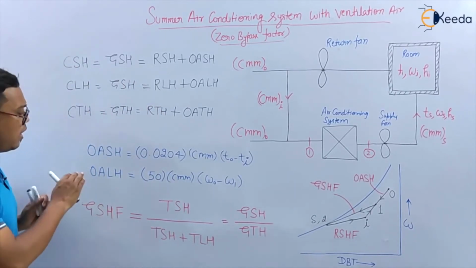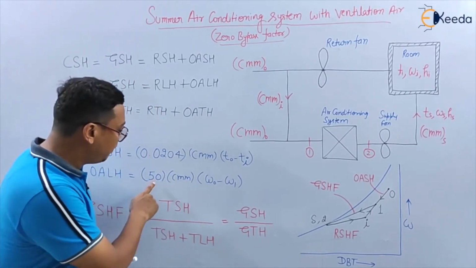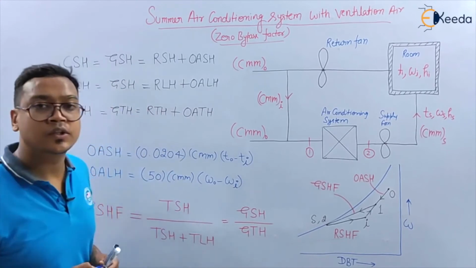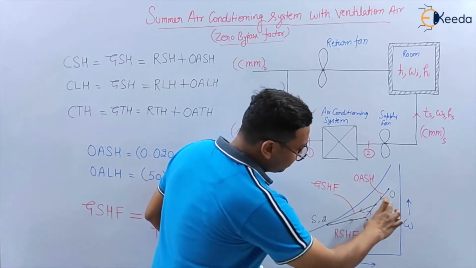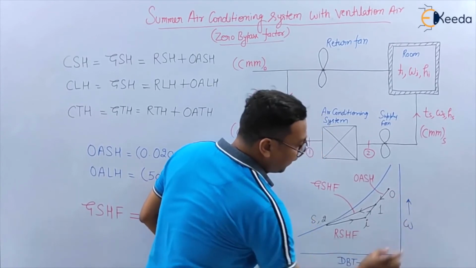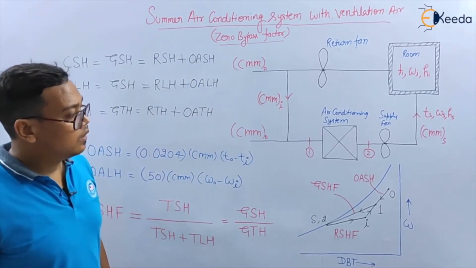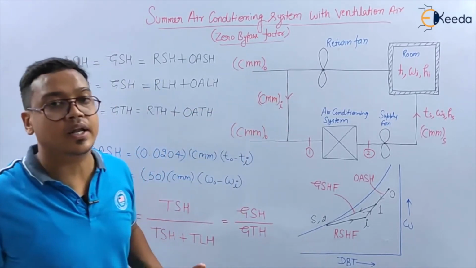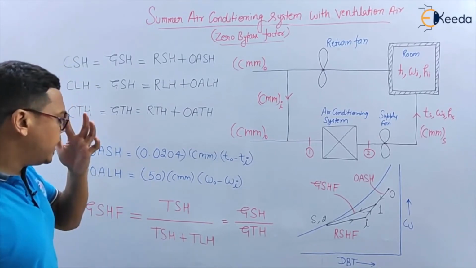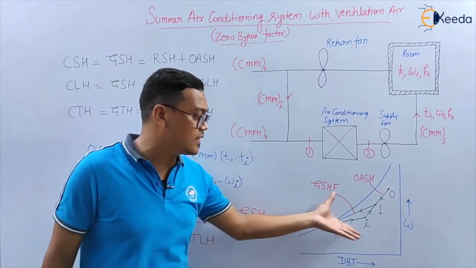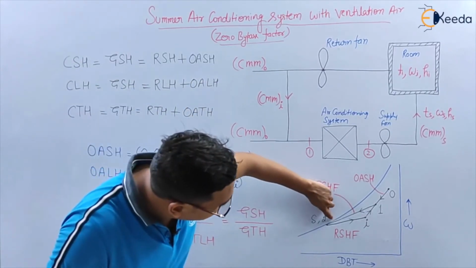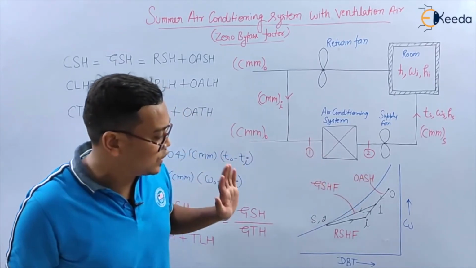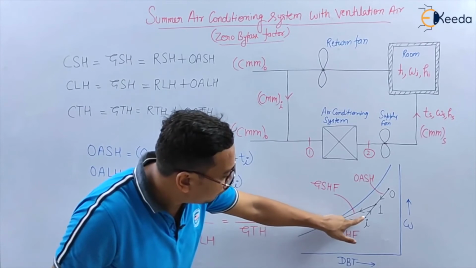In the same way, the outside air latent heat load will be 50 into CMM into (omega naught minus omega i). The outside air line will be from this point to this point, because this air is mixing with the return air. Now, what is the grand sensible heat factor for this system? This is the grand sensible heat factor line, which is in the air condition. 1 to 2 is the air condition. I have drawn an arrow for all the processes.